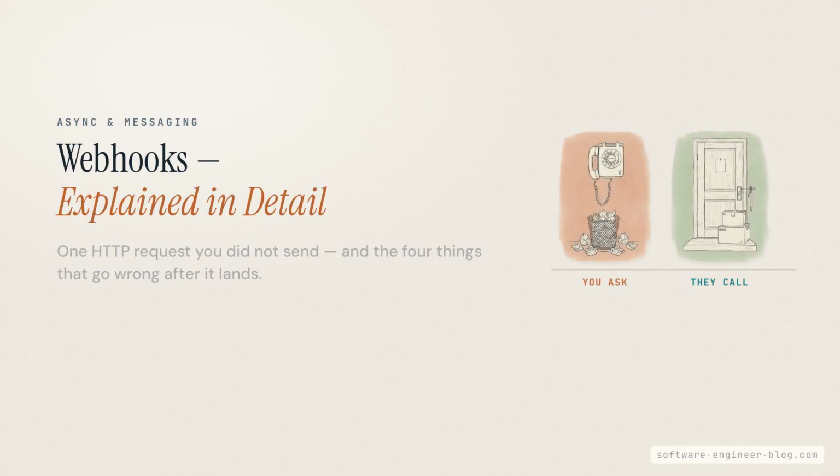Webhooks explained in detail. This is the HTTP request that you did not send. It simply arrives. Over the next few minutes, we will build the receiving side properly, in real code, and look at the 4 things that go wrong after it lands.